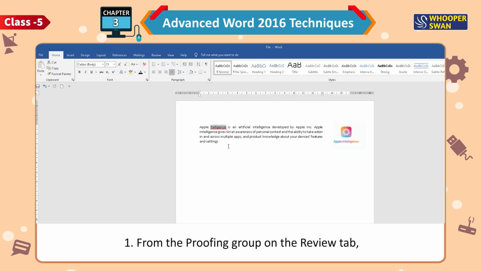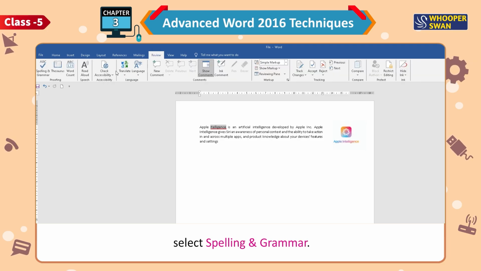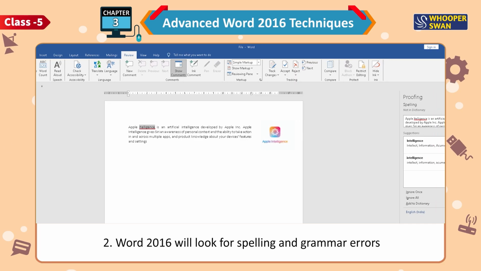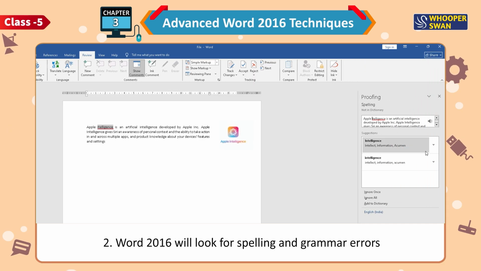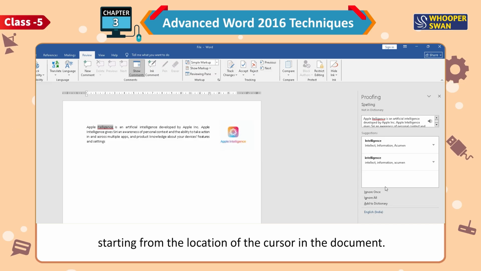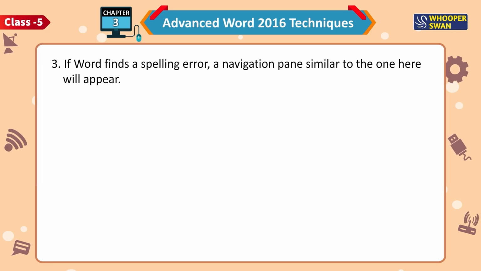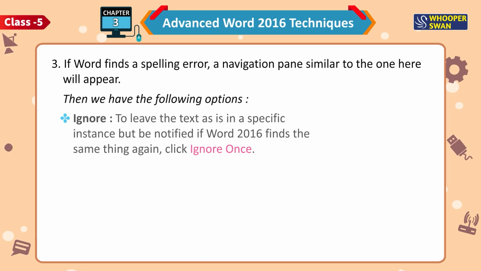Step 1. From the Proofing group on the Review tab, select Spelling and Grammar. Step 2. Word 2016 will look for spelling and grammar errors starting from the location of the cursor in the document. Step 3. If Word finds a spelling error, a navigation pane similar to the one here will appear. Then we have the following options.